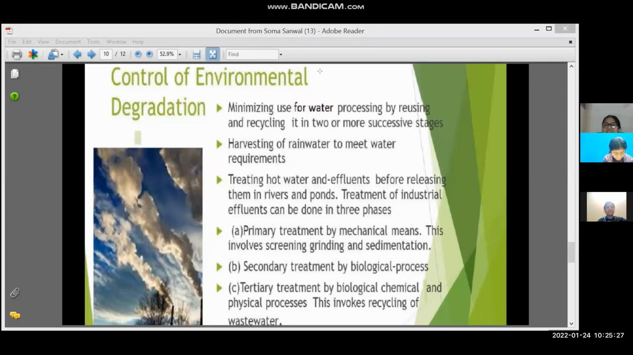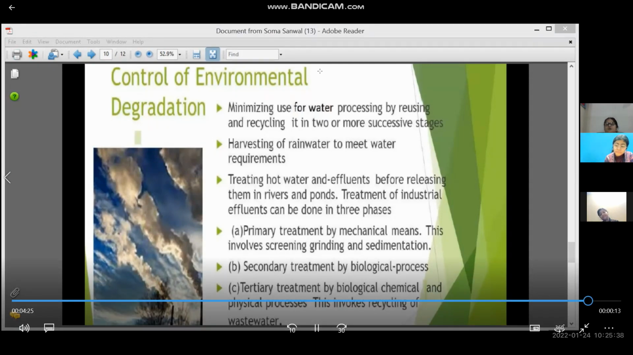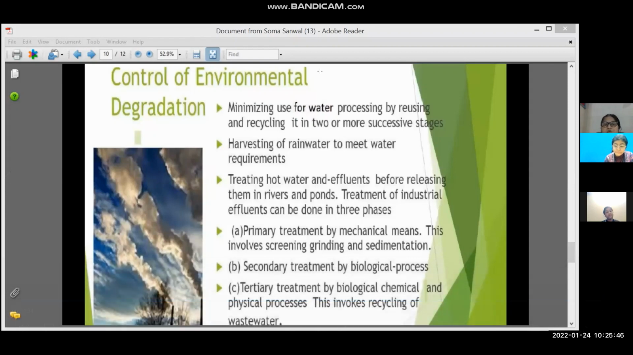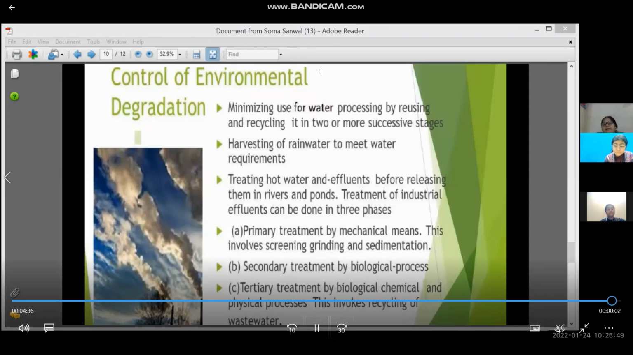The last is tertiary treatment. Here in tertiary treatment, you can use the biological method that we have studied just now. You can add chemicals, and you can use physical methods to recycle the water or the liquid waste from the industries. So these are the various ways which we should adopt to reduce the environmental degradation.